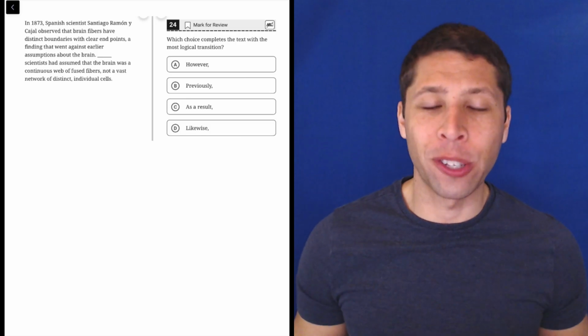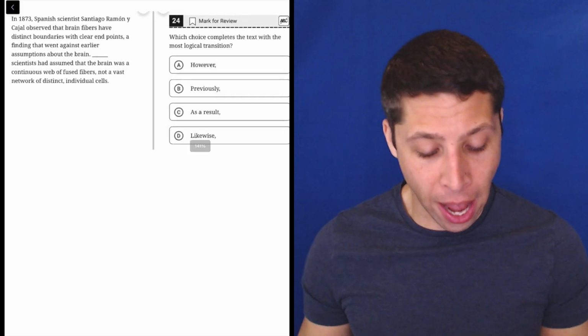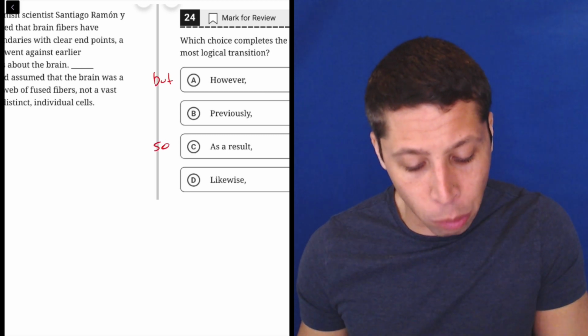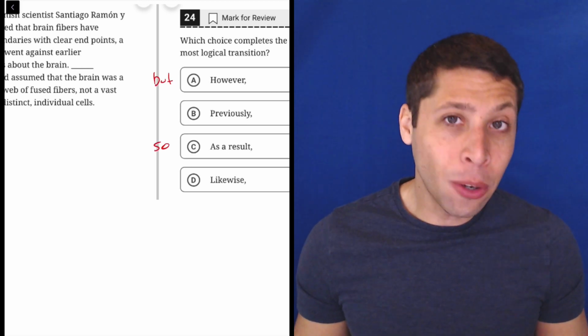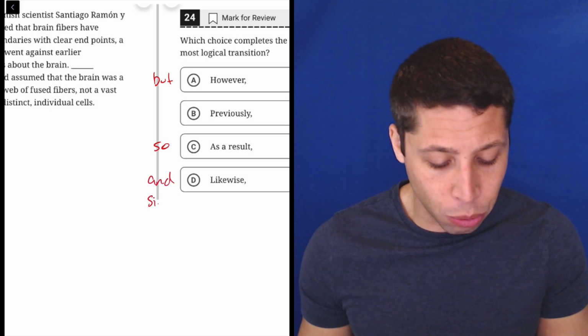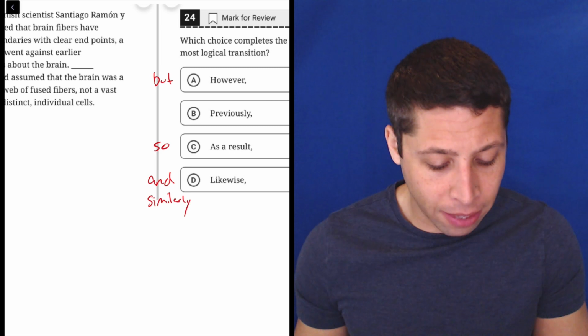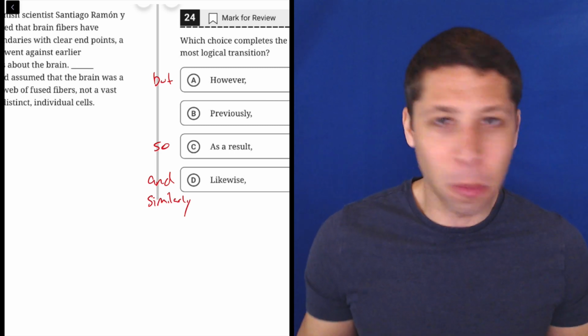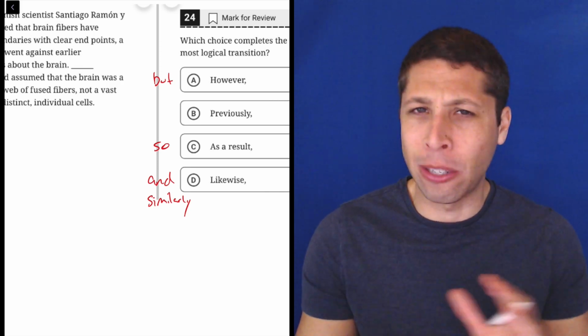Once again, most of these transition words kind of fit in the familiar categories. We have however, which is basically but. We have as a result, which we've said before is so. Likewise is an odd one. Basically, it means and. It's very similar to similarly, but it's kind of fancier, and so people tend to pick it because it just sounds smart, but you can't pick answers for these questions because of that.